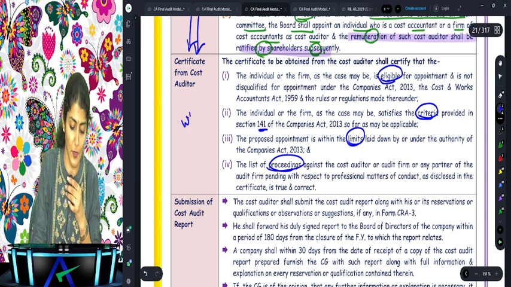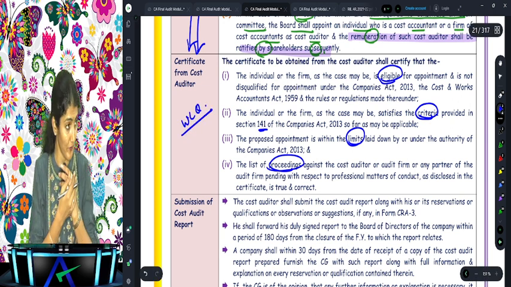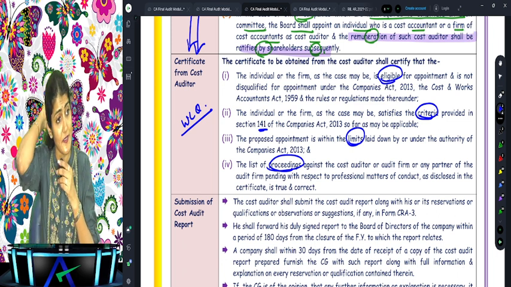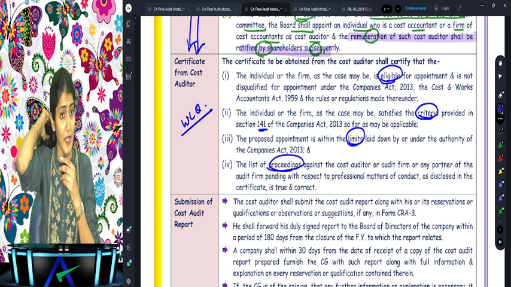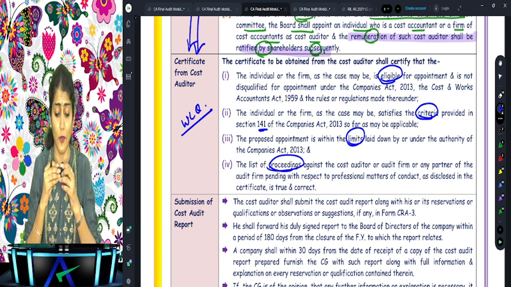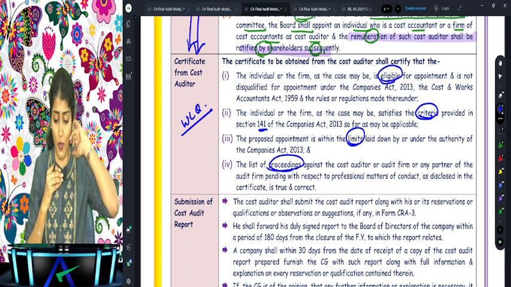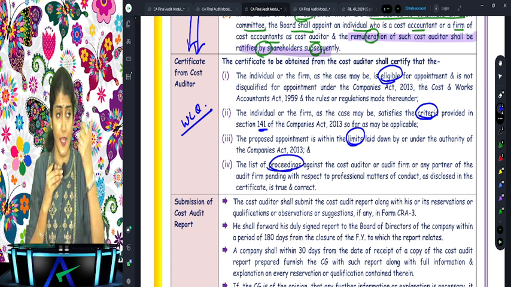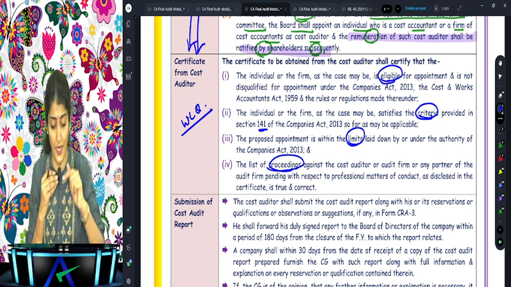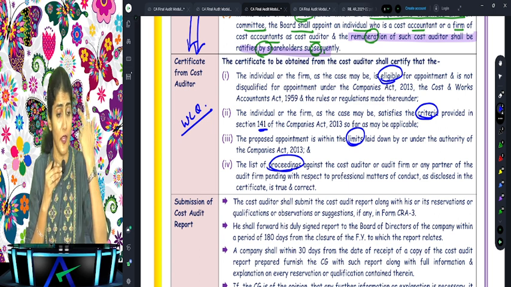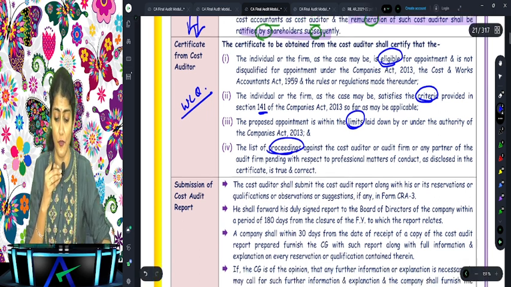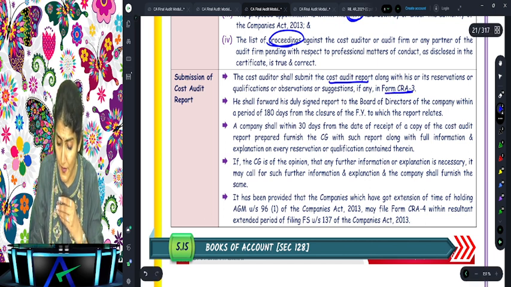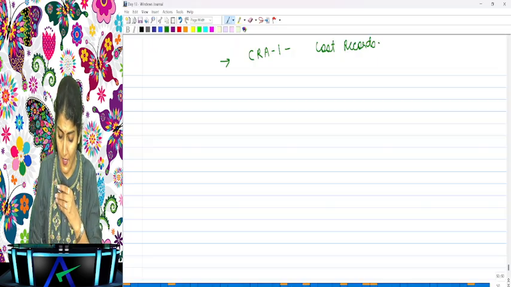This is an RTP question, so waiting list question. Right, certificate from the cost auditor, right? Just as from the statutory auditor you used to take the written consent certificate, you also need to take it from the cost auditor. What certificate do you take from the cost auditor? That he is eligible, that he satisfies the criteria, that the appointment is within the limit, and also the list of the proceedings. And then the cost auditor has to submit his report to the company in form CRA 3.